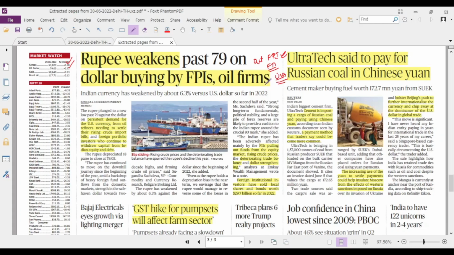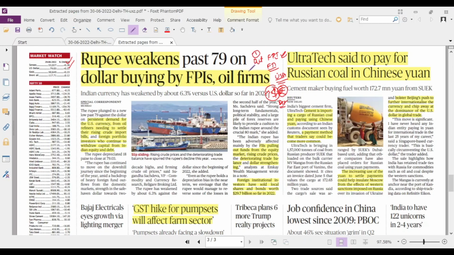Now because they are taking the money out, they need dollars, so they are dumping rupee and buying dollars. The demand for dollar increases as against the demand for rupee. So the value of dollar with respect to rupee increases. So that's why the value of rupee is getting depreciated. So one of the main reasons is the outflow of FPI and FII.